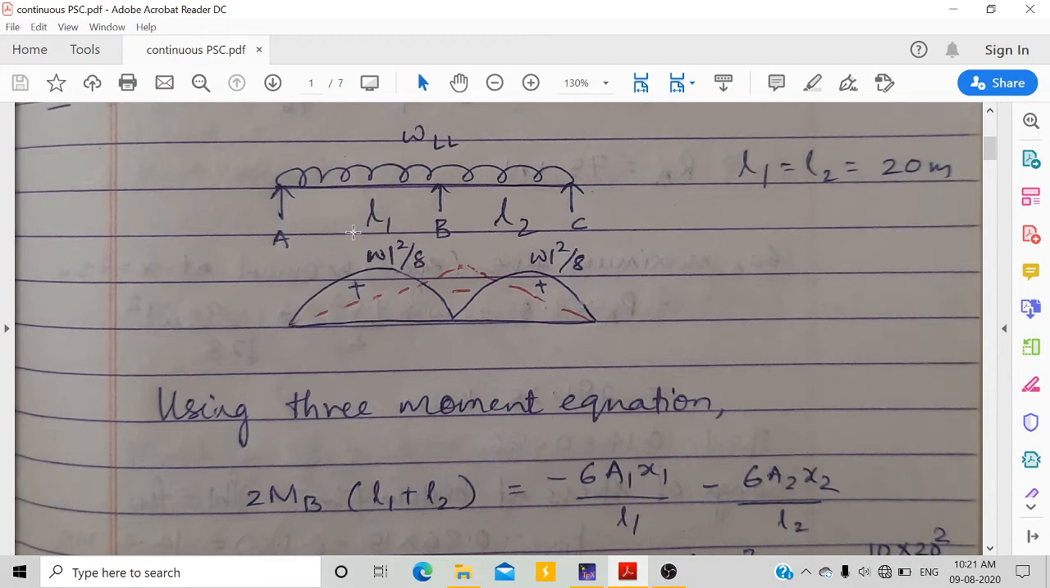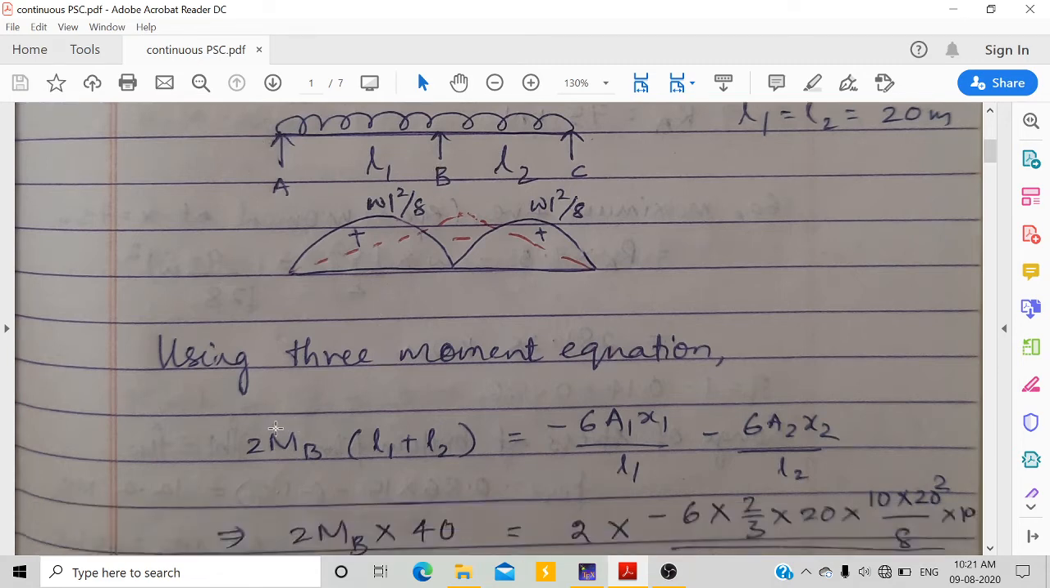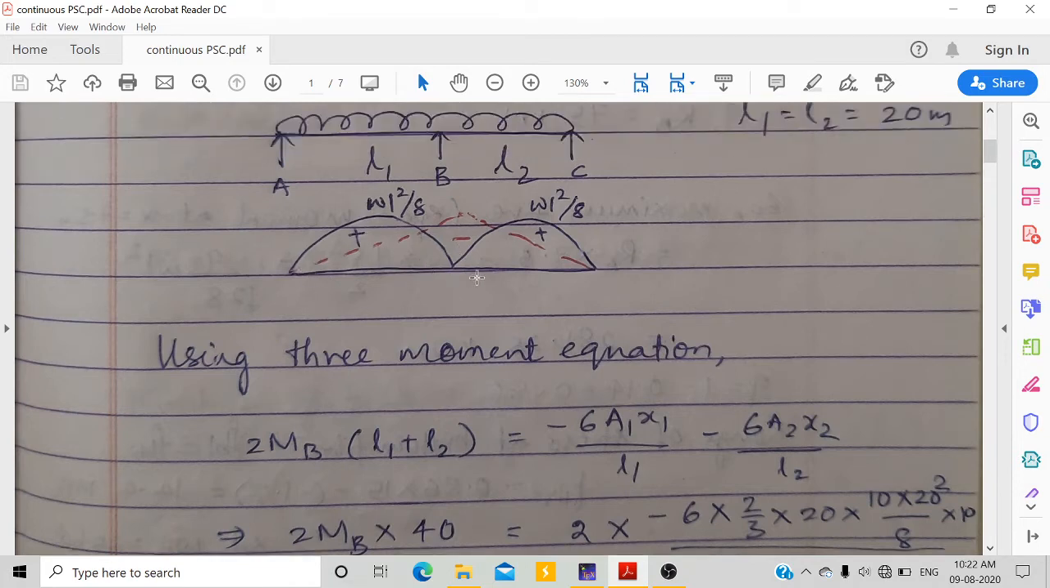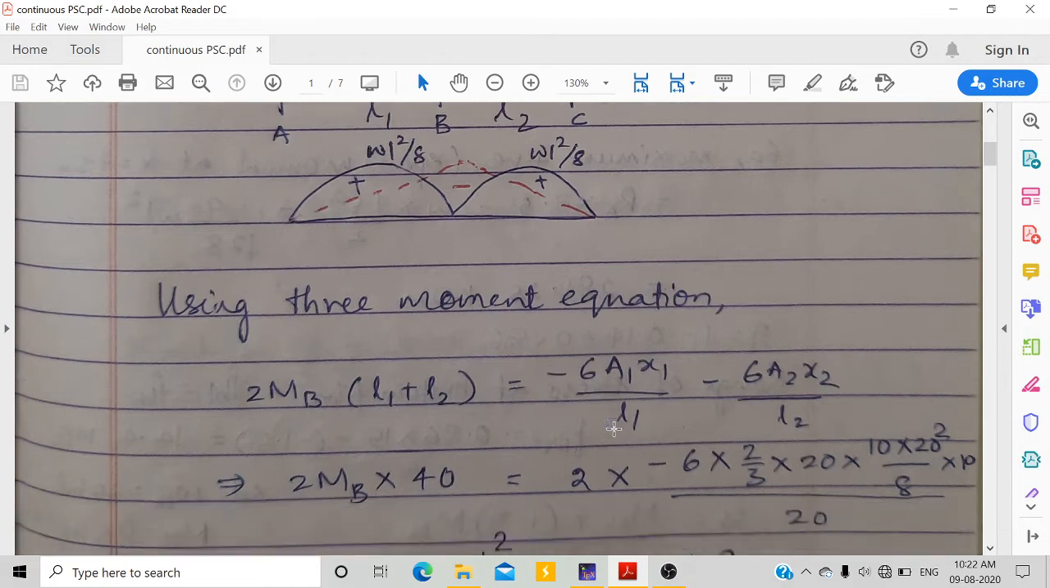Since moment at A and C equal to 0, moment at B, which is the interior support, as per the formula, 2MB times the span summation is equal to minus 6A1, where A1 is the area under this. So this is the individual span bending moment diagram, that is WL square by 8, WL square by 8. In this, we will superimpose the moment due to MB from this moment equation. So minus 6A1 x1 by L1 minus 6A2 x2 by L2.